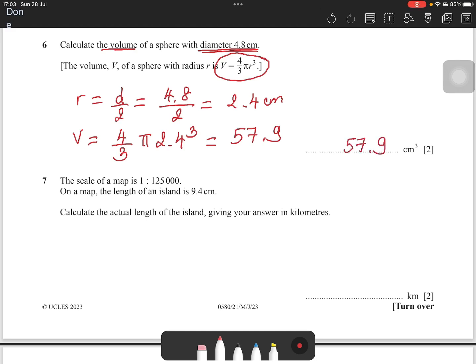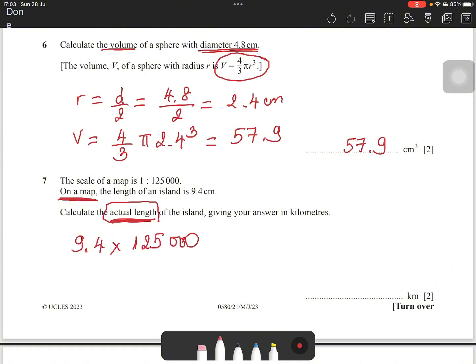Question 7. The scale of a map is 1 to 125,000. On a map, the length of an island is 9.4 centimeters. So calculate the actual length. This is the length on the map. And now we need to find the actual length. Giving your answer in kilometers. First, we see that we need to find the actual length by multiplying 9.4 by 125,000.